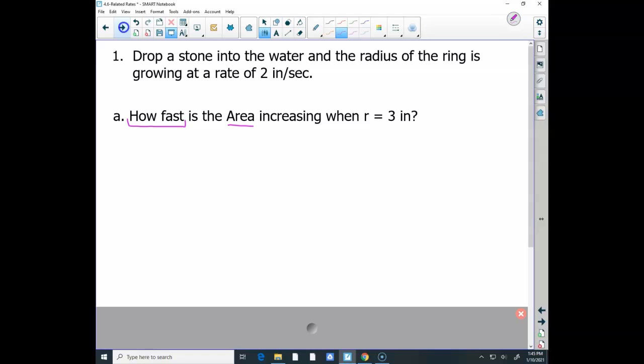Well, in the previous lesson, using differentials, we were looking for a specific quantity, right? We were estimating a particular quantity. And now this problem is asking us something completely different. It's saying how fast. Well, how fast? That means at what rate is the area increasing? So I'm actually looking for a rate here, and there are buzzwords in there. If you're asked how fast, that should make you think related rates.